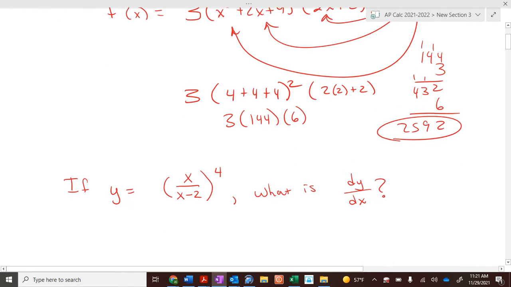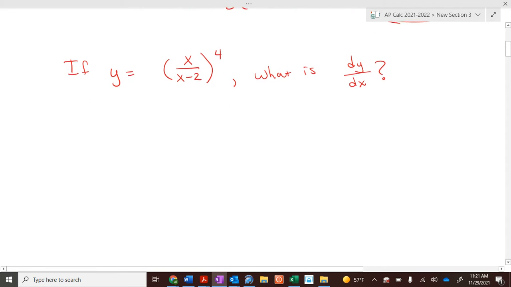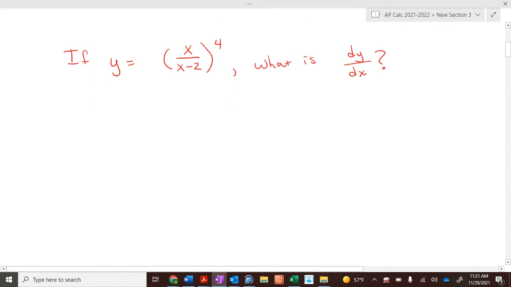Remember, this is all multiple choice. So the answers will be there for you. Okay. This one. Chain rule. Fun chain rule for this one. Chain rule with quotient rule in the middle of it. I know that. I don't know how to do it, though.